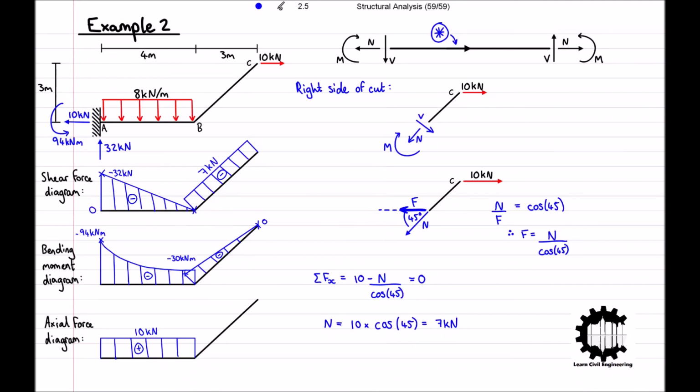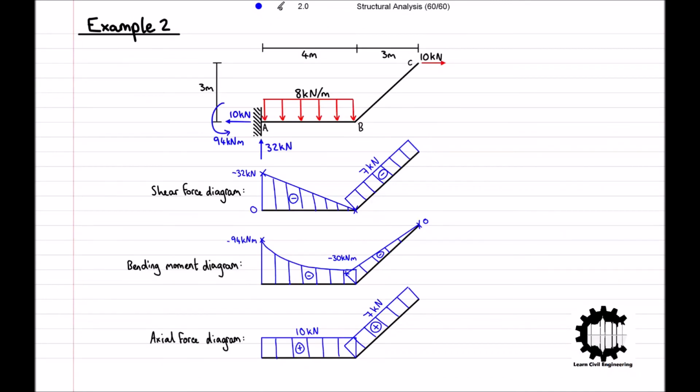Again, from the diagram of the entire structure, we can see that no axial loads are being applied to the structure between points B and C, so the axial force will stay constant from point B to point C, and we can draw the axial force diagram like so. And now we have completely determined the internal force diagrams for this structure.